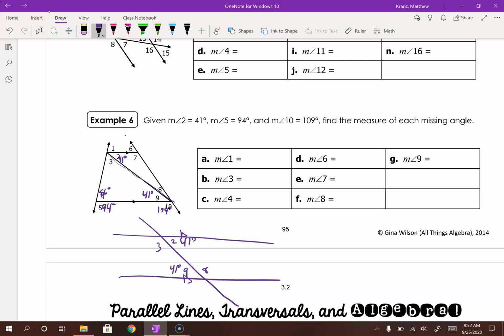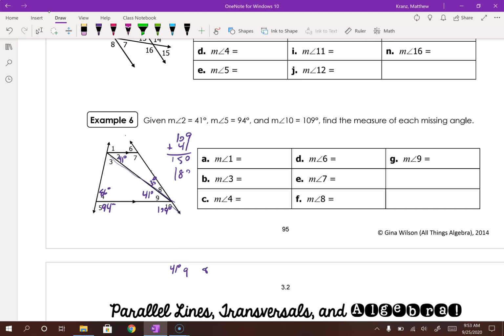All right? So in addition, one thing I know is that these three angles have to equal 180 because they're on a straight line. And I see I have 109 plus 41, so that gives me 150. So that tells me that this angle 8 is 30 degrees. Right? So we're making some progress.